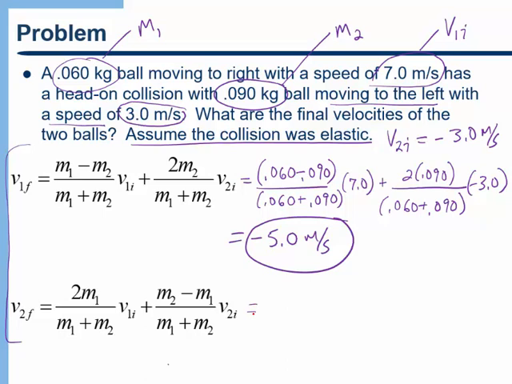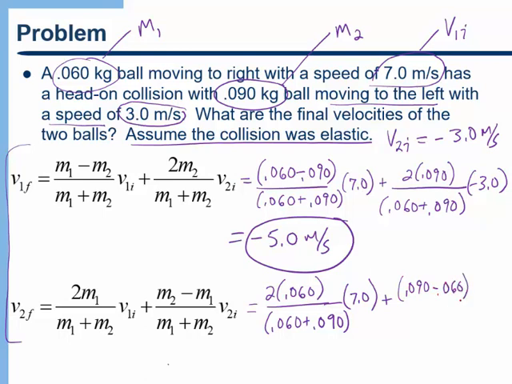For object number 2, again, just plugging in the values, I've got 2 times 0.060 divided by 0.060 plus 0.090, times 7, plus 0.090 minus 0.060 times negative 3, again divided by the sum of the two masses. When I calculated that, I got 5 meters per second.